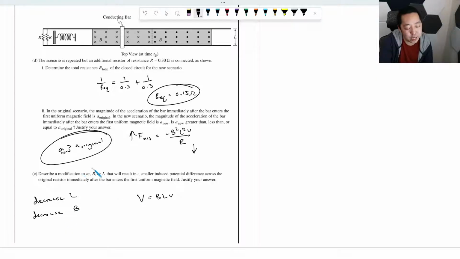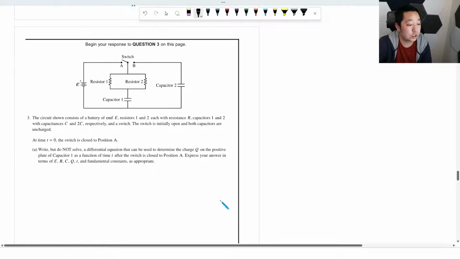If you change m, like if you increase m, then it's not going to go as fast. So you could increase m is another option. That would result in a smaller v, because then the spring, when it pushes, is not going to push it as fast. Smaller v would, again, change the potential difference to be smaller.